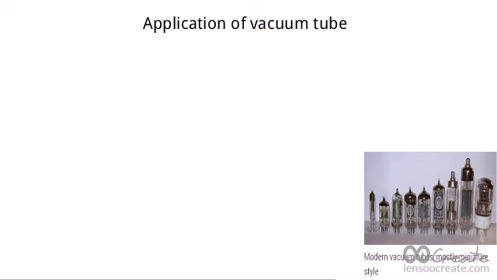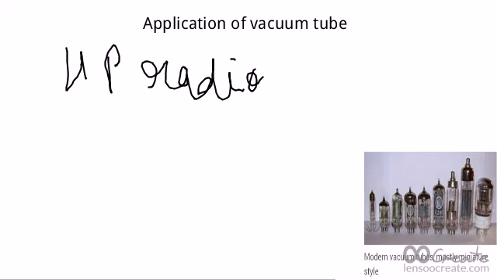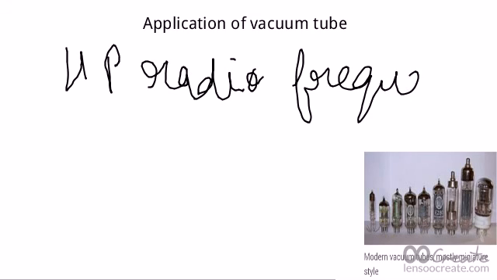Where are vacuum tubes used? They were earlier used in TVs, radios and early computers, but now vacuum tubes are replaced by semiconductors or transistors. They are still used in high power radio frequency transmitters and microwave ovens.